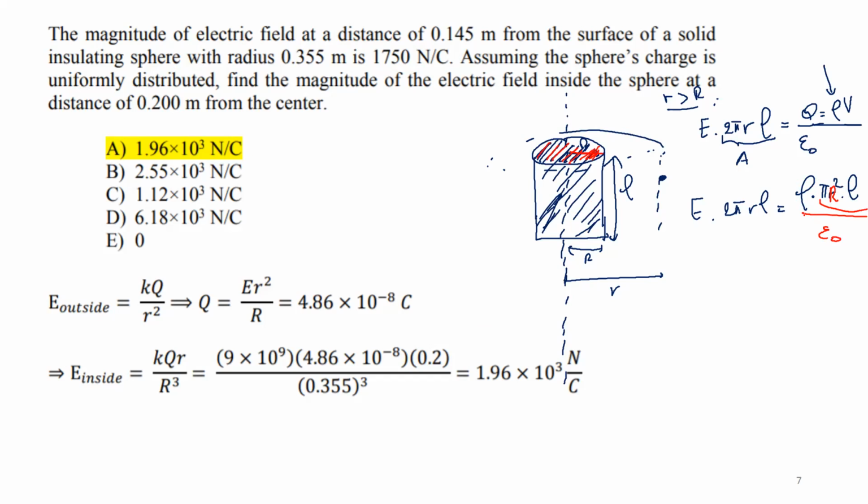Got it? Great. Now I will simplify by L first, and of course this pi and pi go away. I will find that E equals rho R squared divided by 2 epsilon naught r.